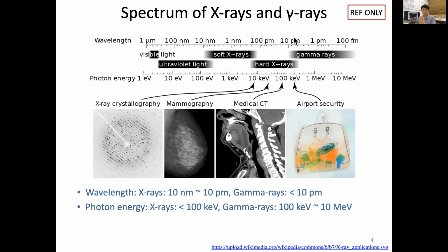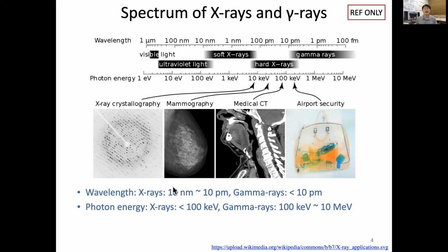And after 10 picometer, with even shorter wavelength, that's called gamma rays. In terms of photon energy, you can see shorter wavelength has a higher photon energy. So visible light is, let's say, on the order of 1 electron volt, but X-ray will go from 100 electron volt until about 100 kilo electron volt. And gamma rays have higher energy. So these hard X-rays in our daily life, we use for things like airport security and medical CT. We are using about this range of photon energy in mammography and X-ray crystallography.